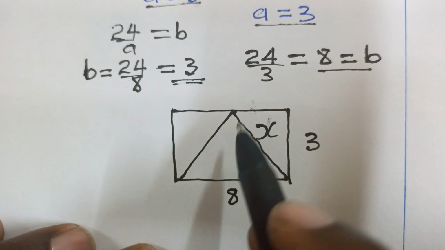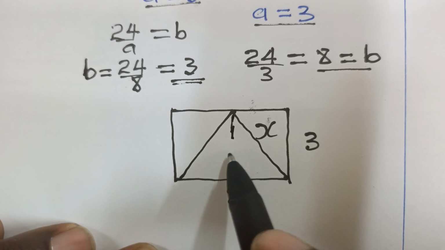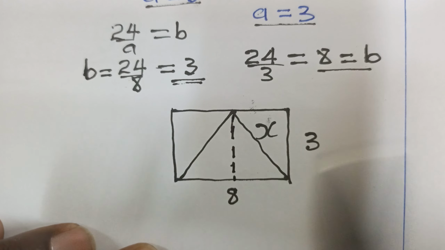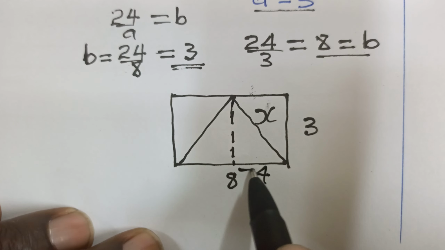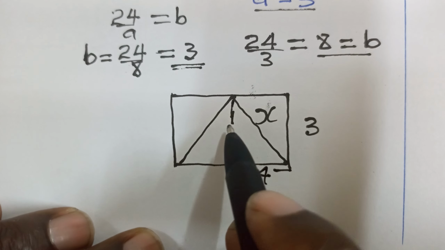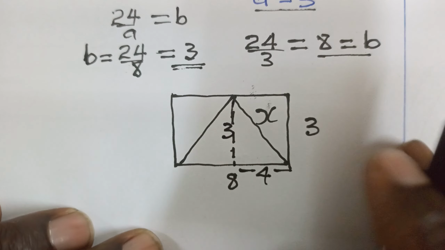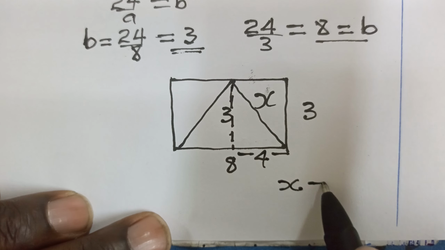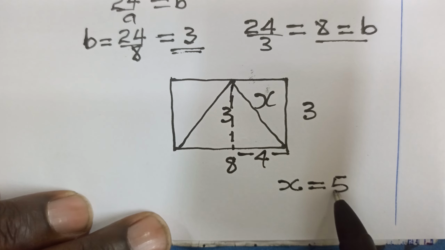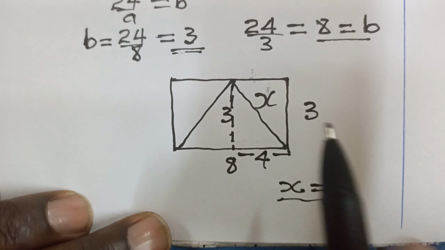And now coming to find the x, we just divide this one by 2. And now we shall have here 4. From here to here is 4. And here is going to be 3. And so therefore our x is going to be 5. And that one can be found by using Pythagoras theorem.